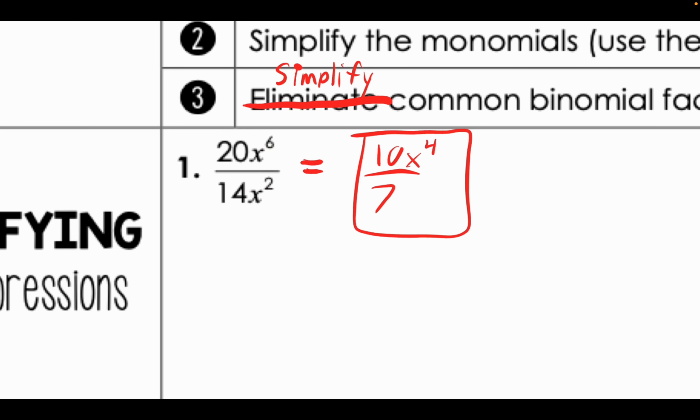We can't multiply 10 and x. We can't actually do x to the 4th. We can't simplify 10 and 7 anymore. So we're done.